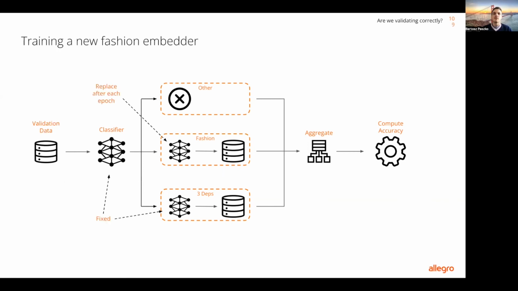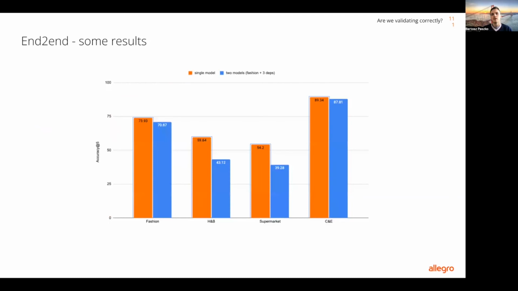During training, we fix all the models except the trained one, which is replaced with its current version every epoch. We can monitor a validation curve thanks to that. The solution is quite robust and can also be easily used during classifier training. When we compare a single model approach with the one with 2 models, one for fashion and one for the other 3 departments, we can see a huge difference for some datasets in favor of the single model. This is not the case with standard validation, which shows only slight differences between the solutions.